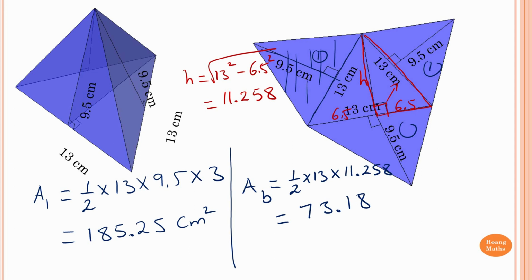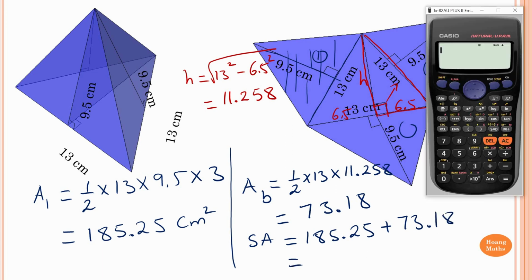73.18. So the surface area of this is equal to 185.25 add 73.18. So which equals, so 185.25 add my last answer. So instead of typing 73.18, just type answer. So the answer is 258.429 and so on. So I just write answer correct to 2 decimal places.